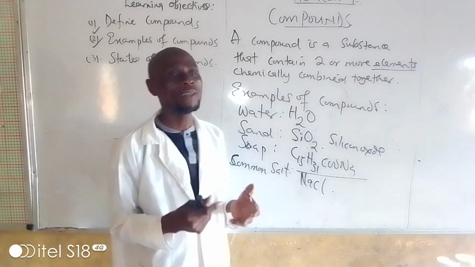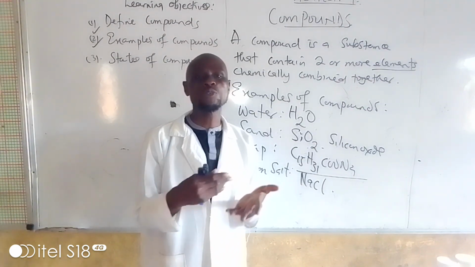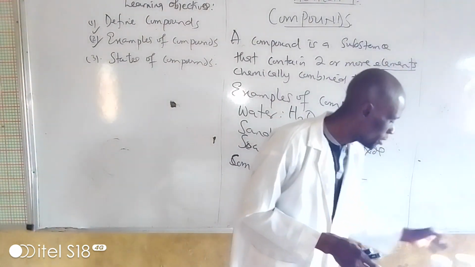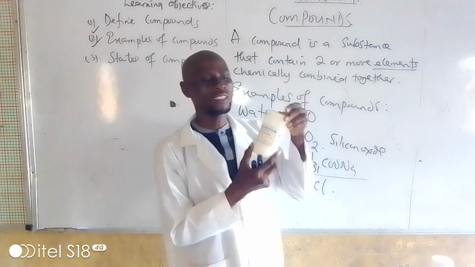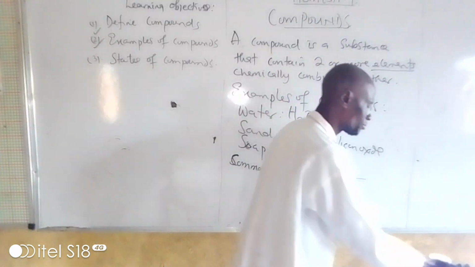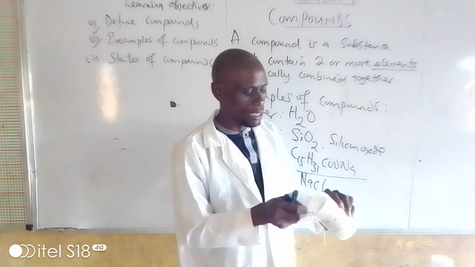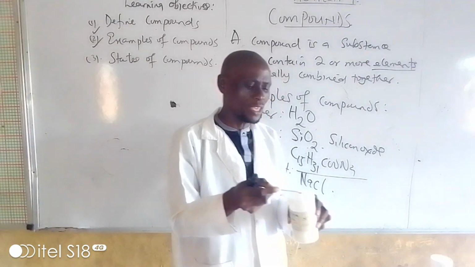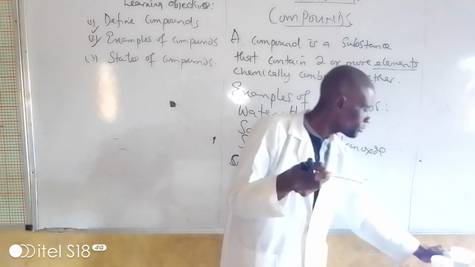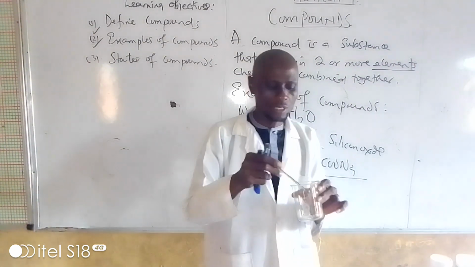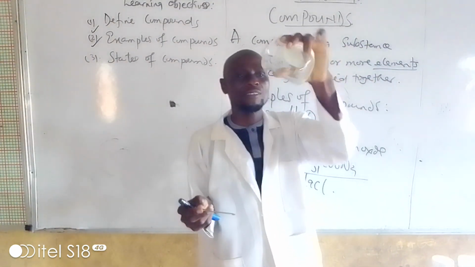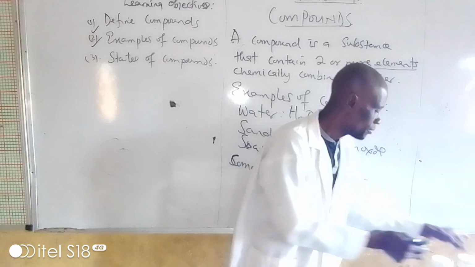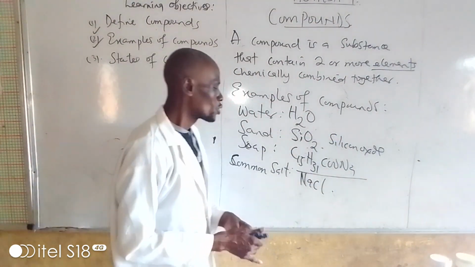Like I've said, for a compound you must have a chemical formula used to represent it. So you have sodium chloride here. Let me show you this sodium chloride, NaCl. Using a spatula, this sodium chloride is an example of a compound. You see it. So many of them.